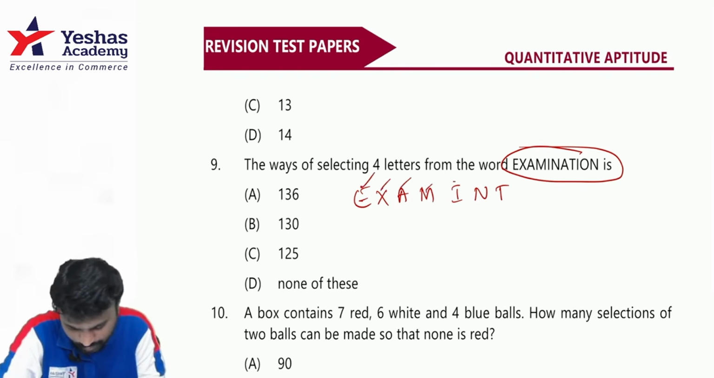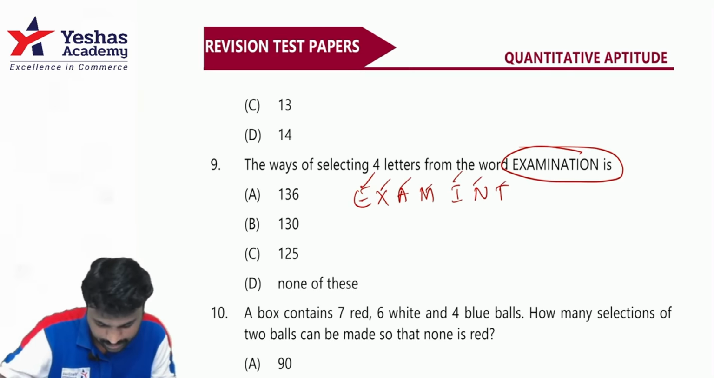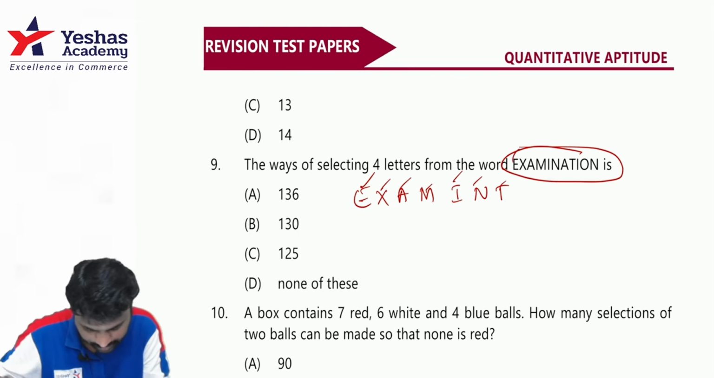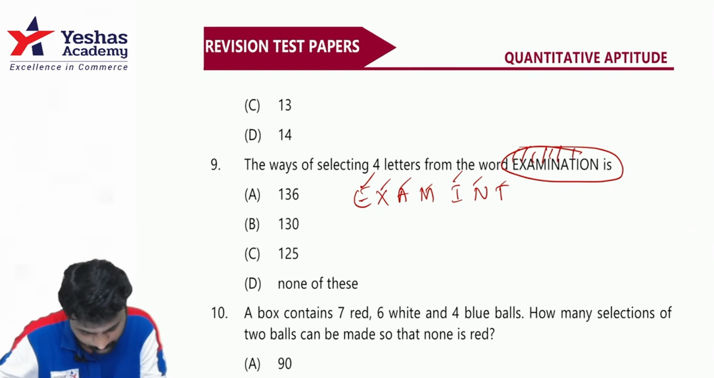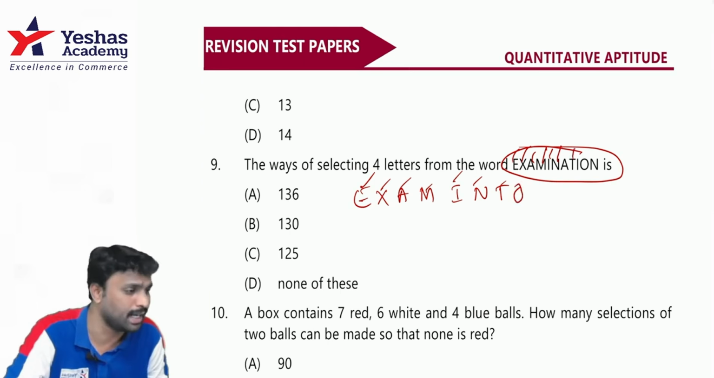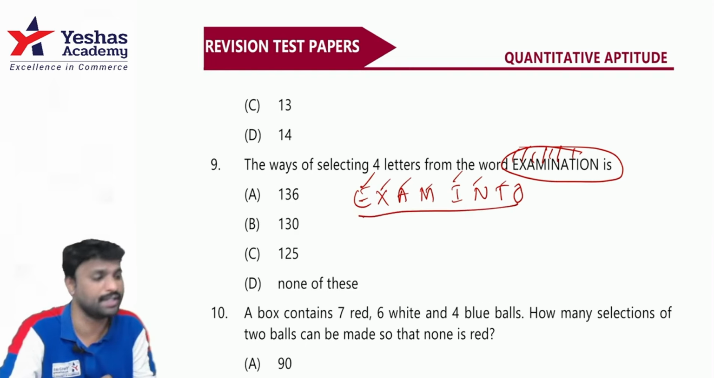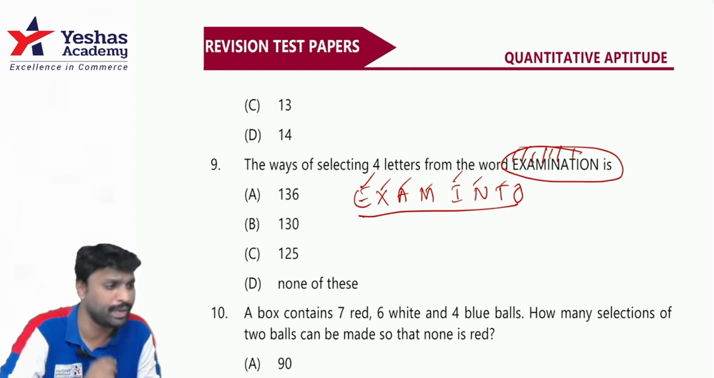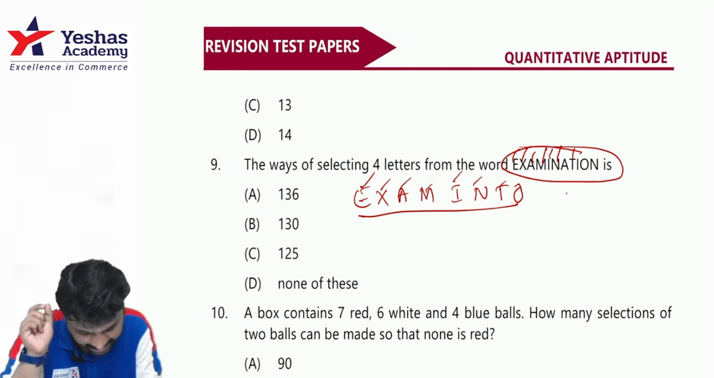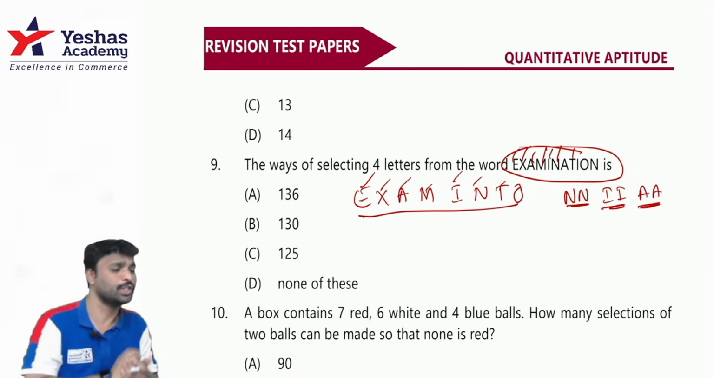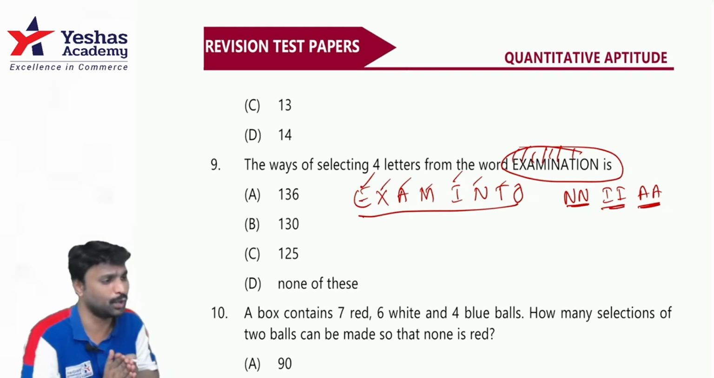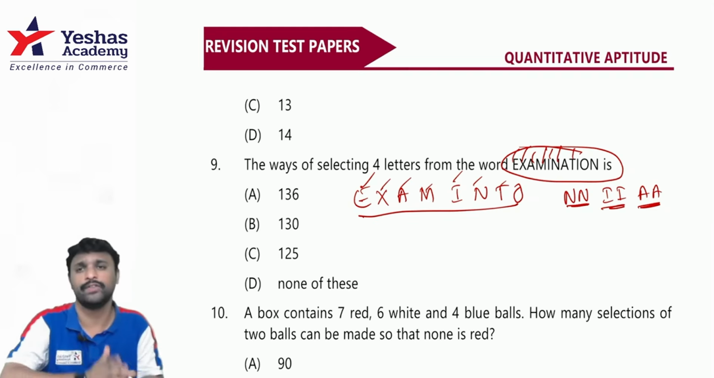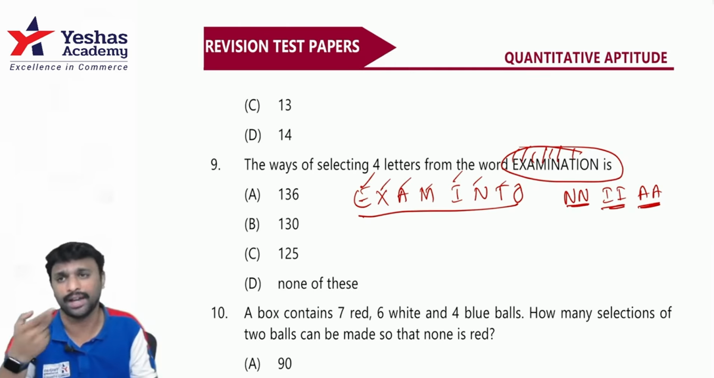You have E, X, A, M, I, then you have N, you have T, you have O. So these are the distinct letters. So how many distinct letters? 8 distinct letters you have got. And how many same letters you have got? See, N has repeated twice and I has repeated twice. What else? A has repeated twice. So totally 11 letters are there, out of which 8 are distinct letters and 3 are repeated letters.